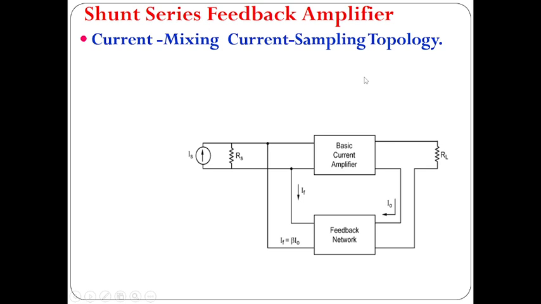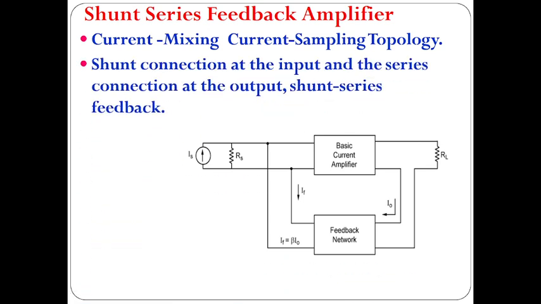The next comes what type of connection we implement in this block diagram. From the block diagram, it is so clear that we use shunt connection at the input and series connection at the output. Hence it is named as shunt series feedback. And the next thing is, we should know the basic parameters that are required for this feedback amplifier. Since it's a current amplifier, the first thing is we should know what is AI, the current gain without feedback. AI is nothing but the gain of the current amplifier without feedback.